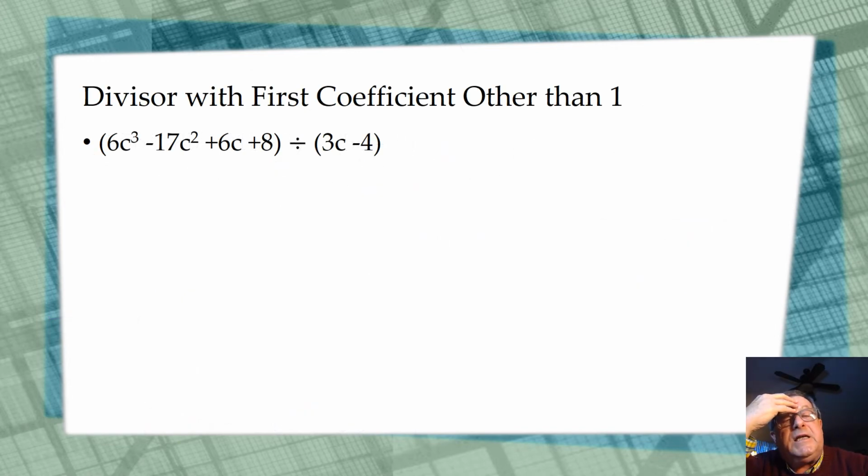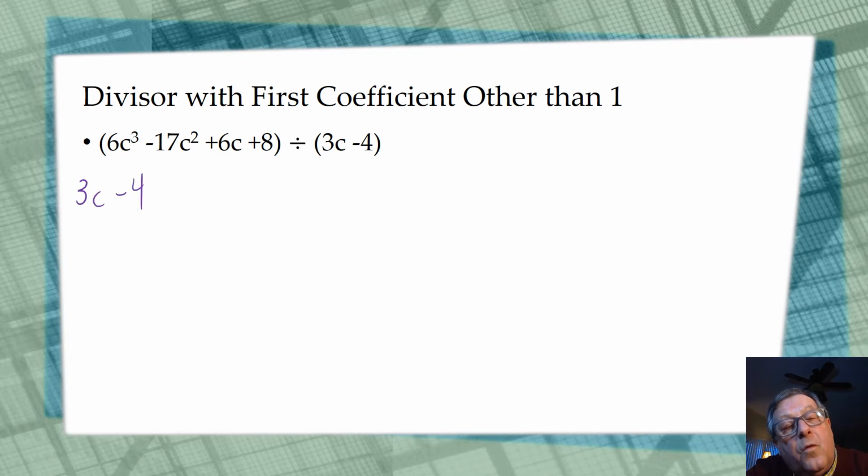All right, so here we got 6c cubed minus 17c squared plus 6c plus 8 divided by 3c minus 4. Now, I don't have any missing exponents. And if I divide everything by 3, when I get to that negative 17, I'm going to have negative 17 over 3, and positive 8 over 3, and negative 4/3. I can't convert those to decimals like I did the one on the previous slide. Oh, what am I going to do here? I got to think. You know what? I'm going to use long division. I'm not going to use synthetic division.